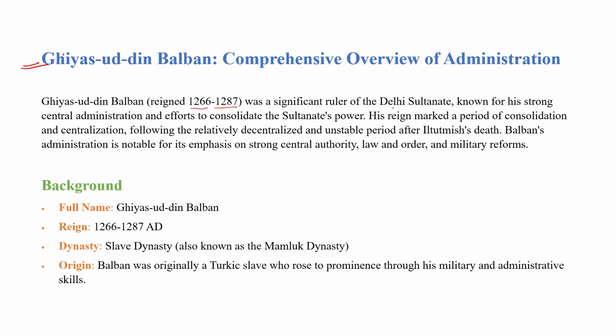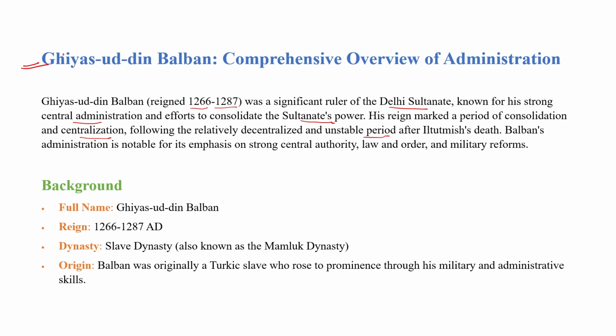He was a significant ruler of the Delhi Sultanate, known for his central administration and efforts to consolidate the Sultan's power. His reign marked a period of consolidation and centralization, following the relative decentralization and instability after Iltutmish. Balban's administration is notable for its emphasis on strong central authority, law and order, and military reforms. So now we have to discuss the major military reforms during the time of Balban also. So let's understand the background of Balban.